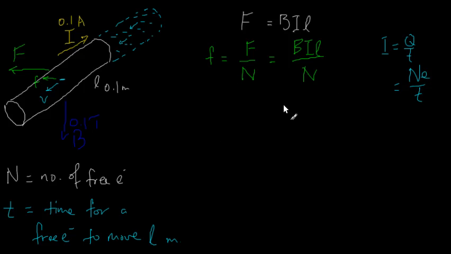So let's press on with this. So following from this equation then, I know that I is equal to N e over t. And so let me substitute this into here. I'm going to write this out again. So F is equal to BIL over N.